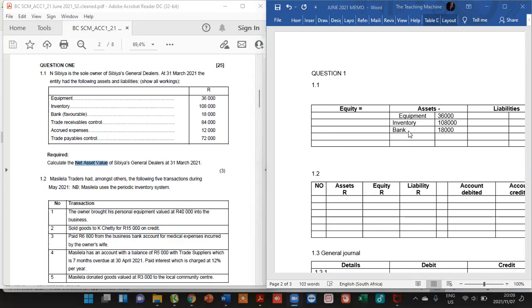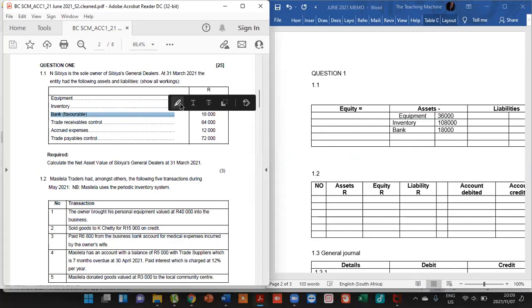I'm saying that students, this item of the bank has been stated as favorable. So now we can conclude and say it's an asset because if the bank account is favorable, it means that the business has sufficient funds. The business's bank account is positive. So if your bank account is positive, it belongs to you, and any belongings of the business are classified as assets. Okay.